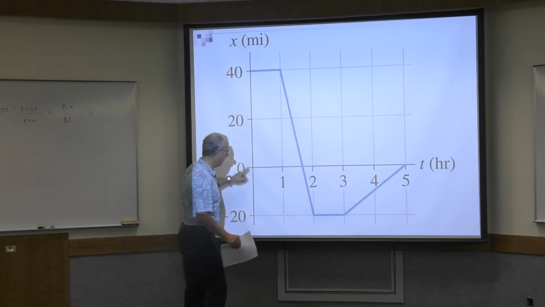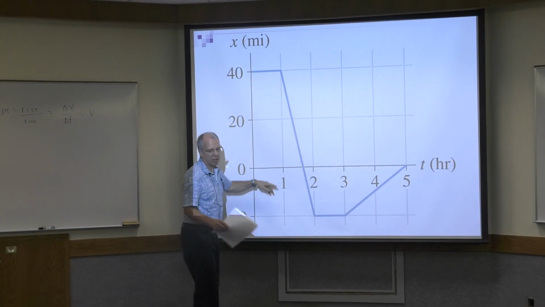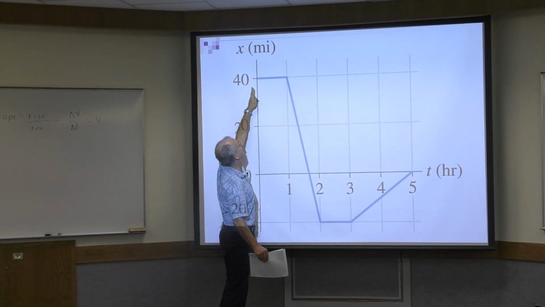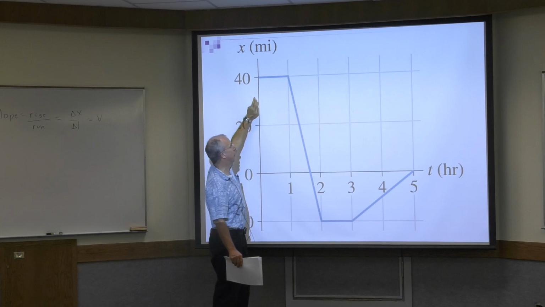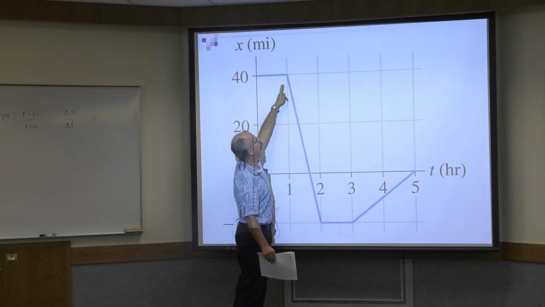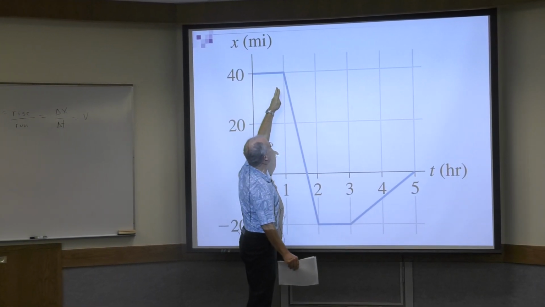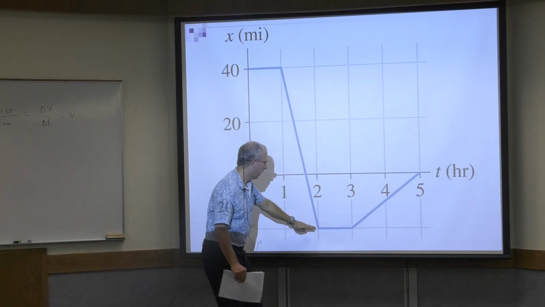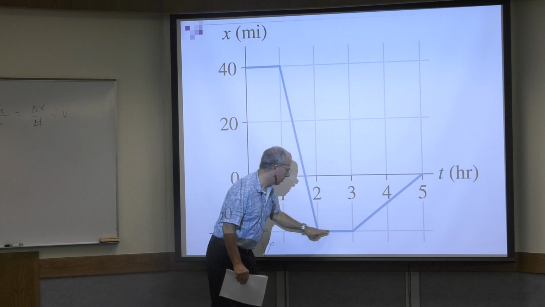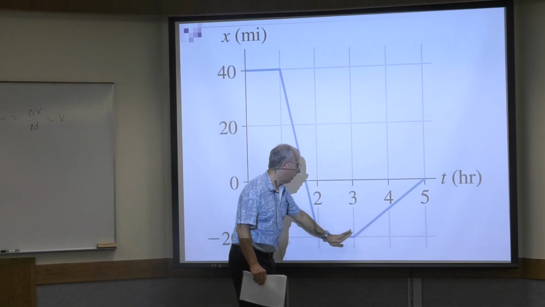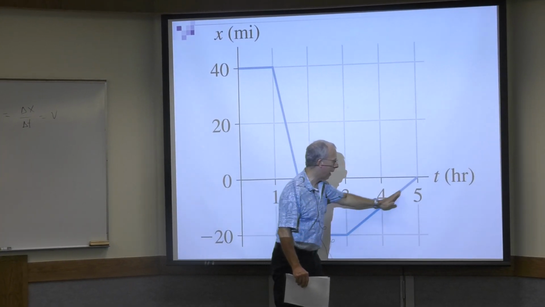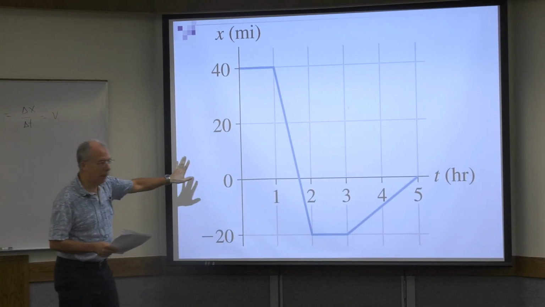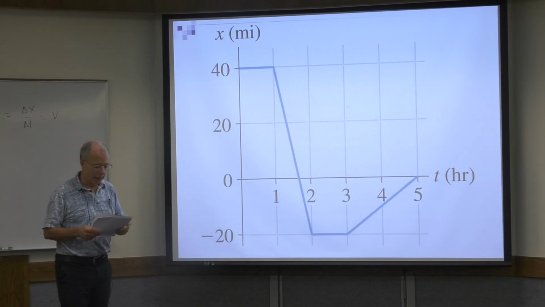So basically, for the first hour, let's say it's a person. For the first hour, the person is 40 miles away from the origin and just sitting there wasting time. And then for the next hour, the person goes in the negative direction really, really quickly. Then for the next hour, sits down, wastes time. Then for the next hour, kind of slowly goes back in the positive direction. So again, you need to understand these graphs. You'll be using them a lot.